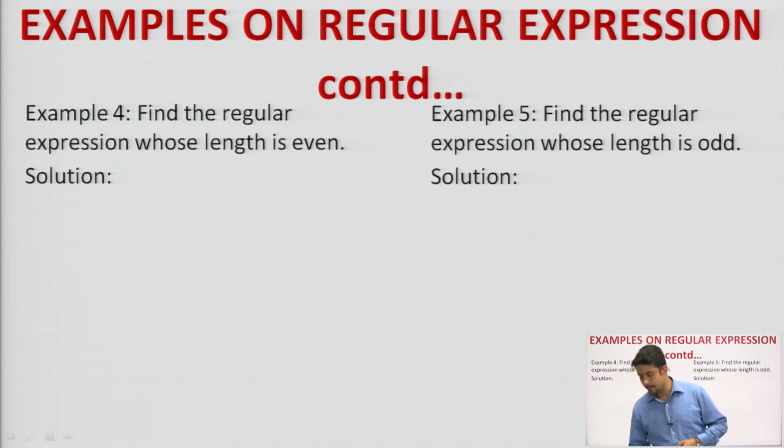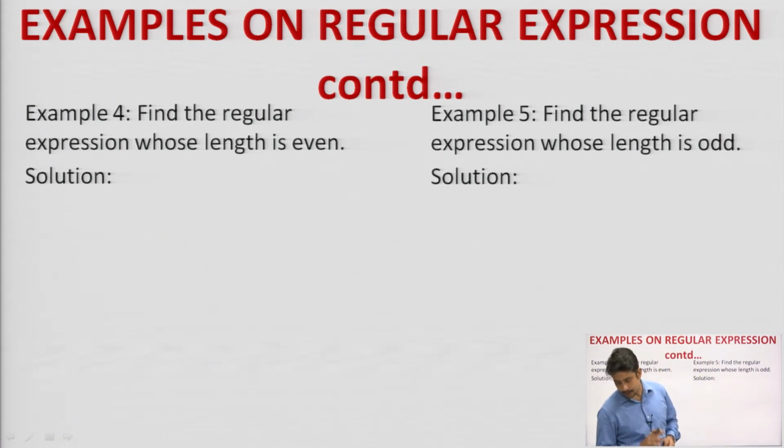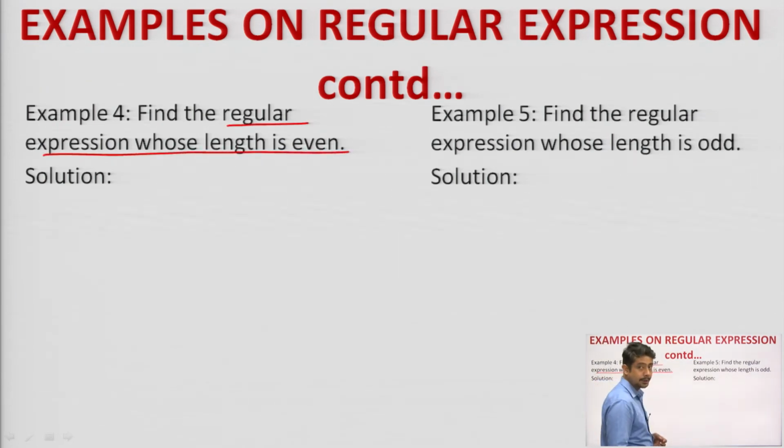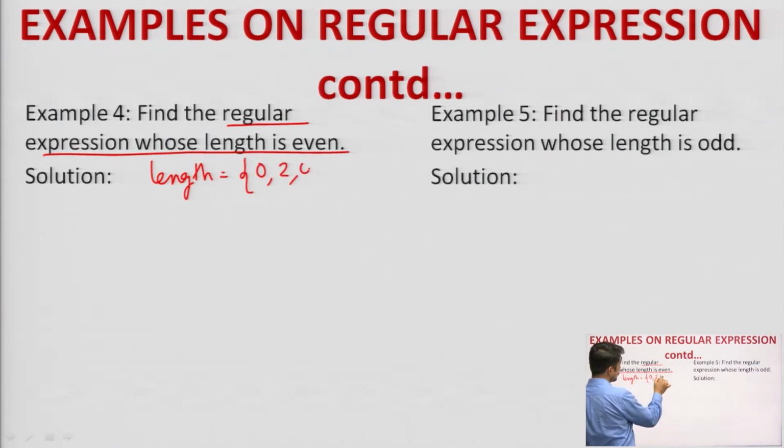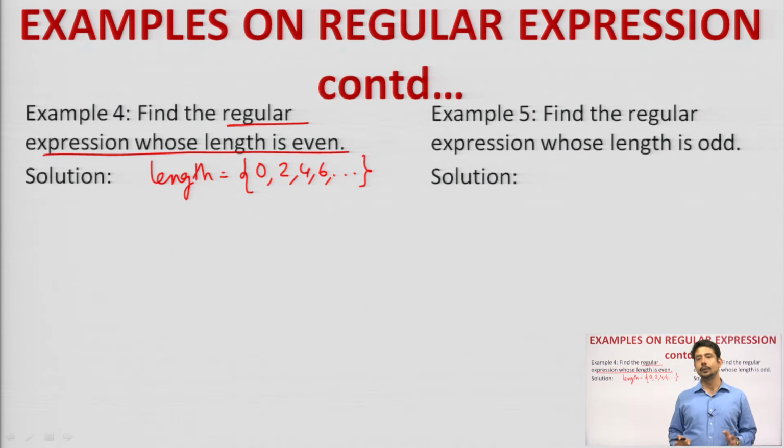Let us go with one more example, example number 4 and 5. These topics are easy, these topics are relevant to what we did in designing of finite automata. So, the first question here, example number 4, says: find the regular expression whose length is even. Therefore, the length will be 0, 2, 4, 6 and so on. Okay. That means if the length is even, then some way or other I will try to get back to my previous example number 1, where I know length equals to 2. I know this particular length. Okay.